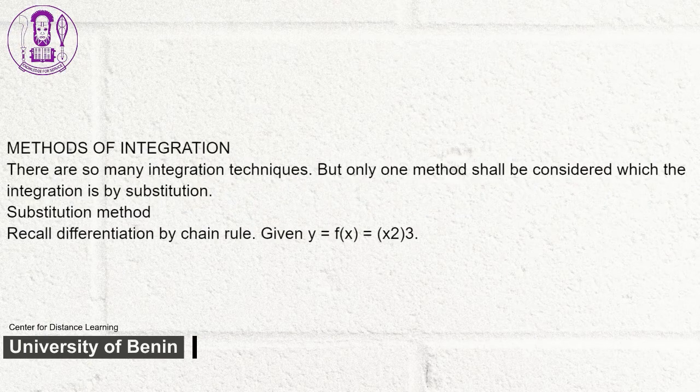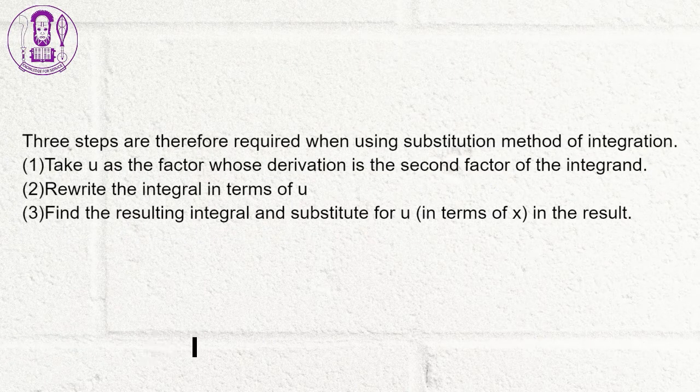Methods of integration. There are so many integration techniques, but only one method shall be considered, which is integration by substitution. Substitution method. Recall differentiation by chain rule. Given y equals f(x) equals (x^2 + 3). Three steps are therefore required when using the substitution method of integration. 1. Take u as the factor whose derivative is the second factor of the integrand. 2. Rewrite the integral in terms of u. 3. Find the resulting integral and substitute for u, in terms of x, in the result.